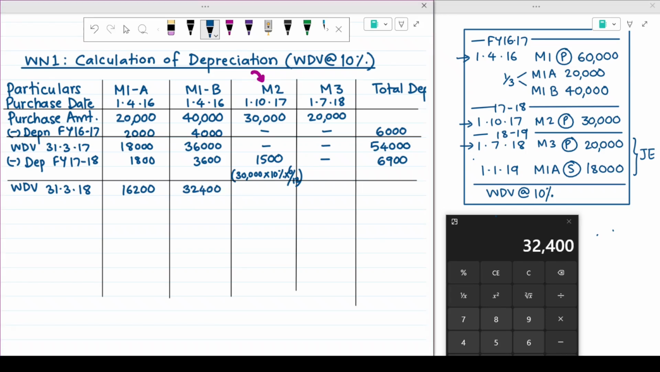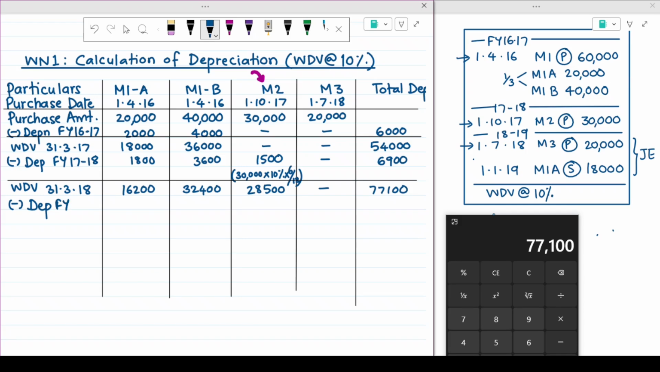30,000 minus 1500 is 28,500, and the last machine is not there. So WDV will be 32,400 plus 16,200 plus 28,500, that is 77,100. Then depreciation for the third year, we are doing the working for 3 years, right?